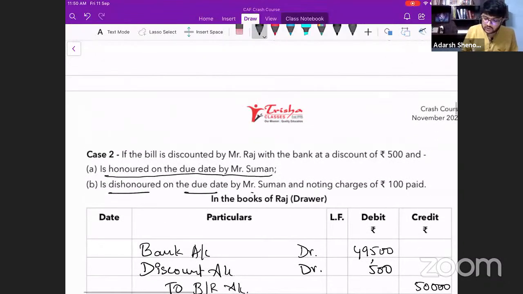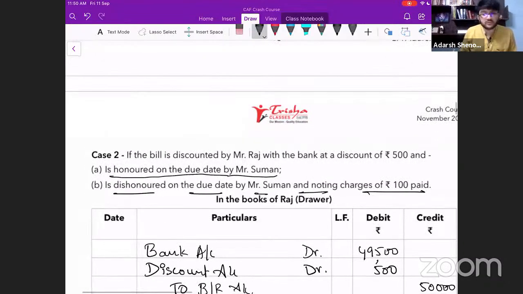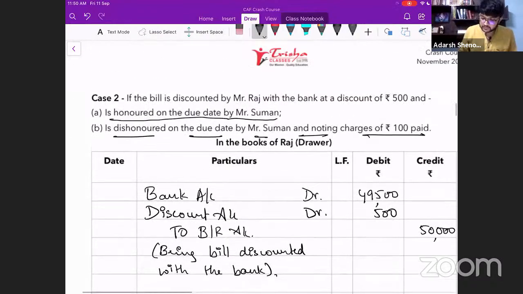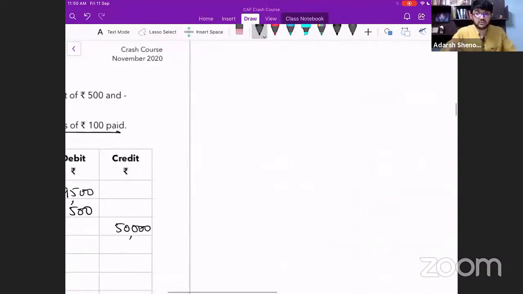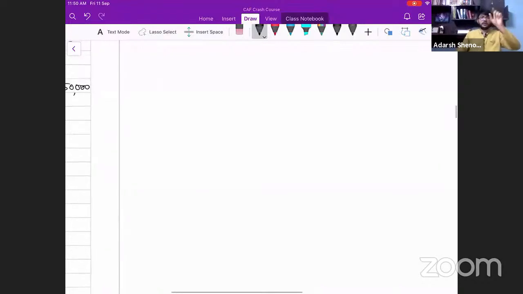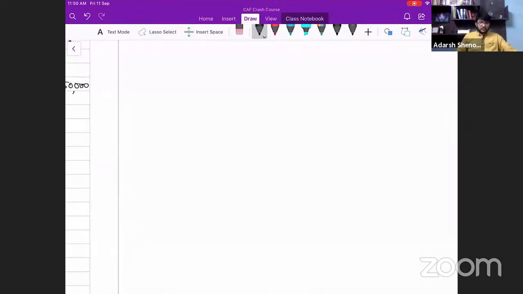Now case B. If it is dishonored on the due date by Mr. Suman and noting charges of ₹100 paid. Now I had told you two things we discuss with the banker when we go and talk to him, when we discount the bill. The first one is about the banker's income. We tell discount, you can keep some amount. He kept 500 rupees over here. The second thing he's going to talk about is risk. We will talk about the risk now.